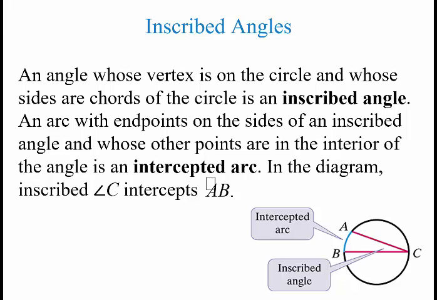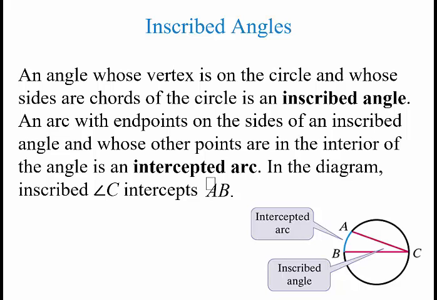All right, so first off, what is an inscribed angle? An angle whose vertex is on a circle and whose sides are chords of the circle is what we call an inscribed angle. So angle C here is an inscribed angle because its sides are chords that emanate from this point right here. And this right here is what we call the intercepted arc. An arc with endpoints on the sides of the inscribed angle, and whose other points are in the interior of the angle, is the intercepted arc.